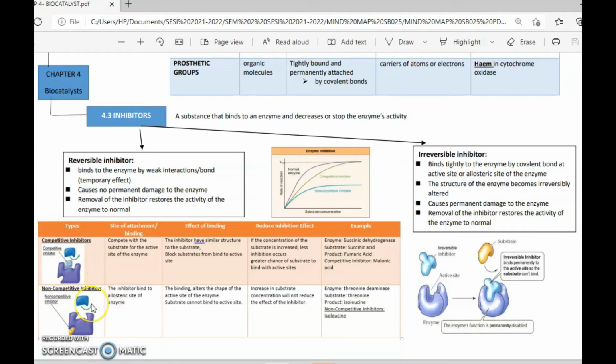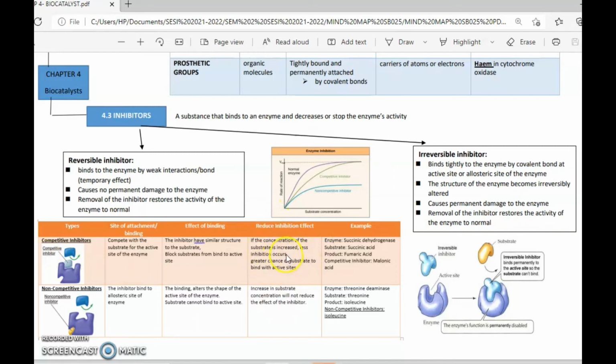Compared to that, for a non-competitive inhibitor, when it binds to the allosteric site of the enzyme, it causes the active site to change conformation. So the active site is not compatible with the substrate, and the substrate cannot bind to the active site.